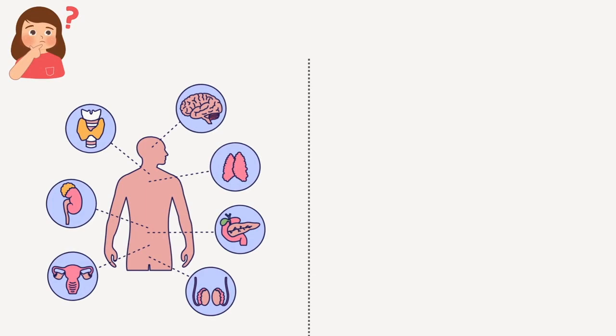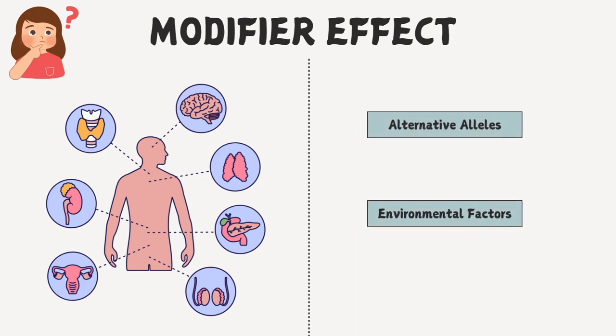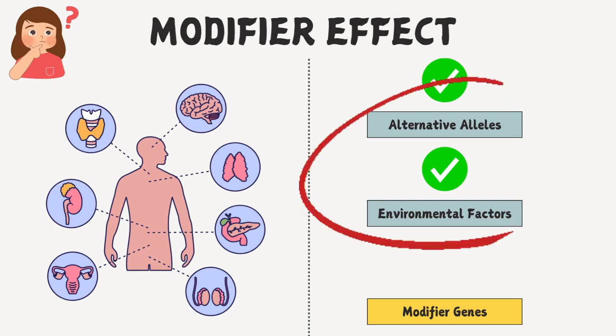Now, you might wonder, what causes the variable phenotypes seen with the modifier effects? Well, it's a mix of alternative alleles, environmental factors, and importantly, modifier genes. Allelic and environmental variations are well known and documented, but in certain cases, even when these factors are accounted for, we still observe phenotypic diversity. This is where modifier genes come in.